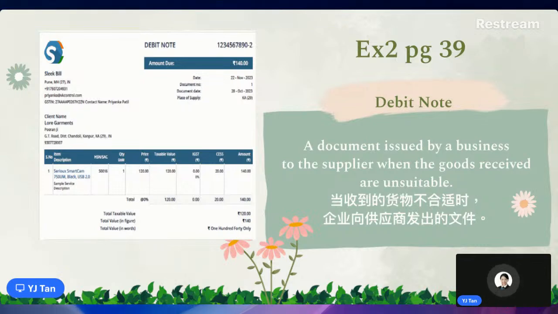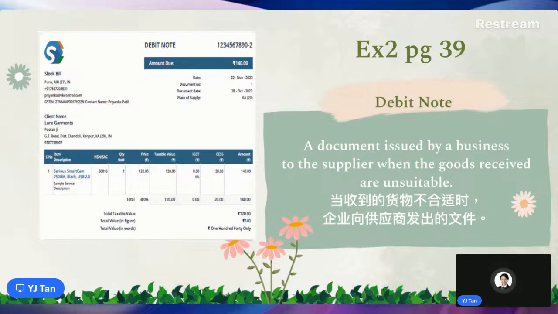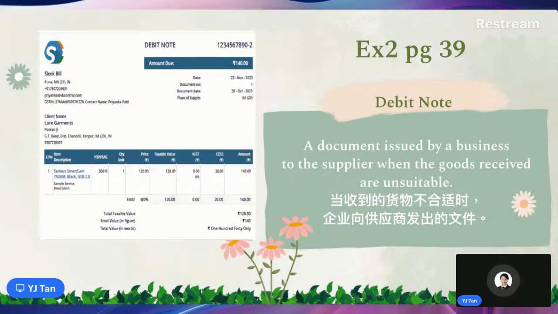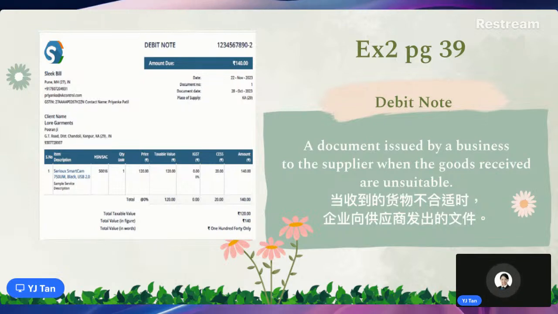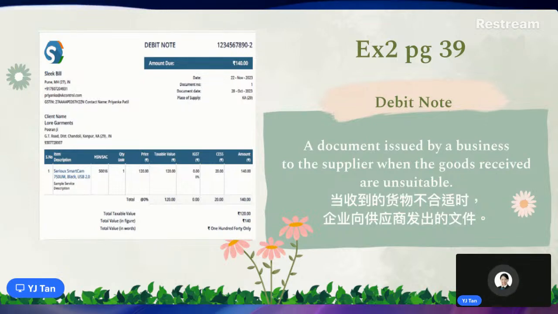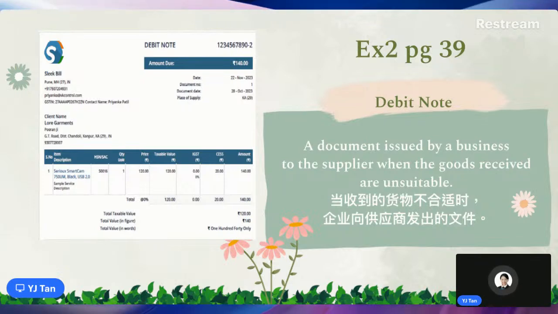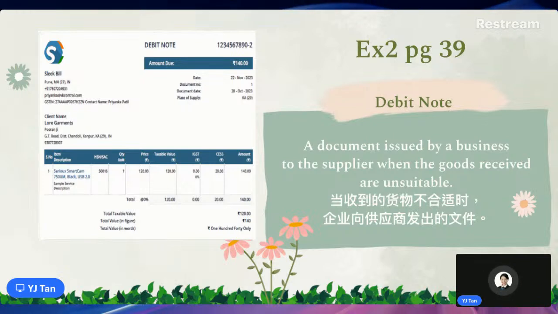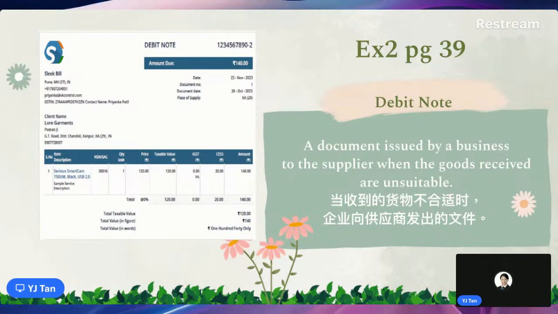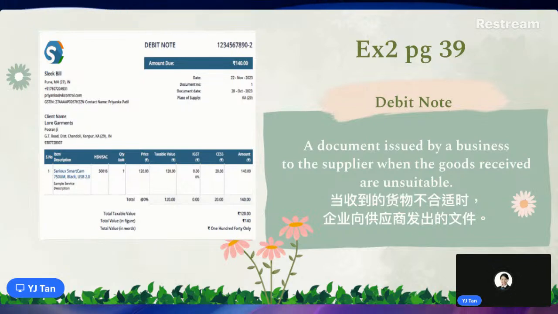So this is a request, a debit note, which is a request from the buyer to the seller to say that the amount is not right, or maybe the product is not correct. So I want to return the goods. So this is the amount that we are looking at. In some debit notes, it will indicate why I want to do this debit note, what the reason is, and also the amount that I want to deduct.